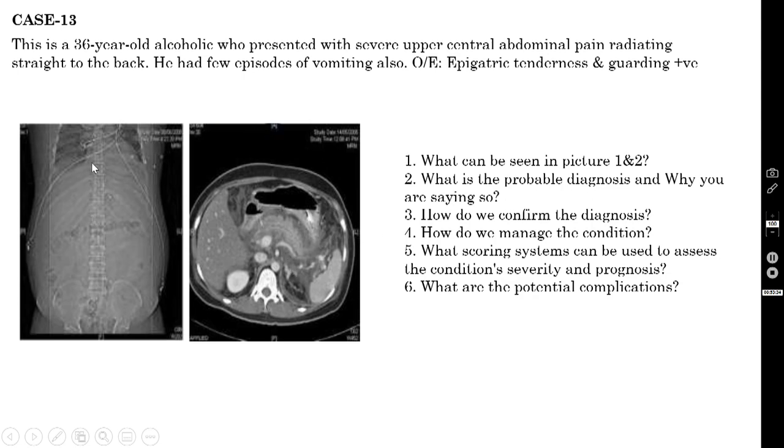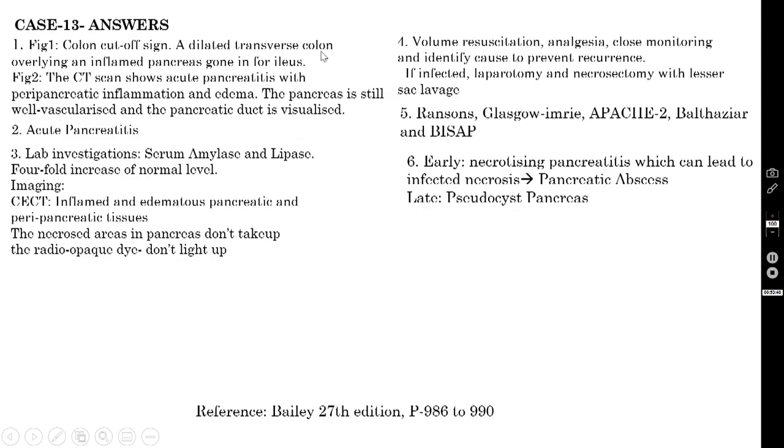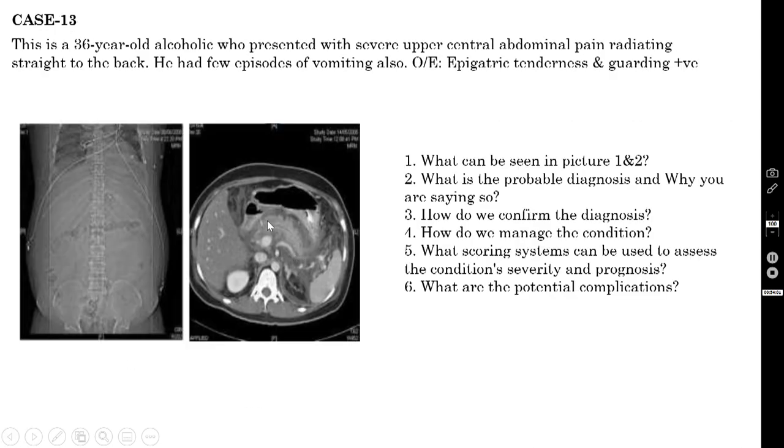Okay. And what you are seeing in picture 1 and picture 2. Picture 1 is showing the colon cutoff sign, a dilated transverse colon overlying an inflamed pancreas that has gone into ileus. Figure 2 is a CT scan showing acute pancreatitis with peripancreatic inflammation and edema. Pancreas is still well vascularized and you can visualize the pancreatic duct. See, this is the pancreas you are seeing here. And this is the colon cutoff sign where you are seeing the transverse colon shadow. The transverse colon is full of gas inside because it has gone into ileus, because the pancreas is situated somewhere here only. And this is that one.